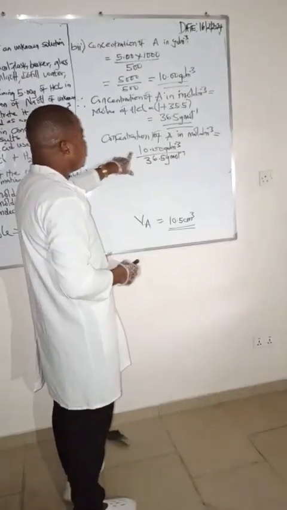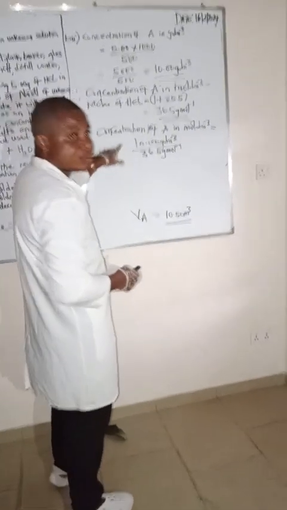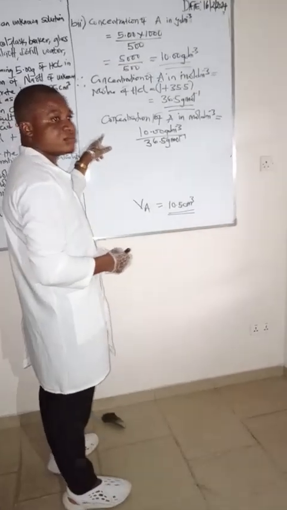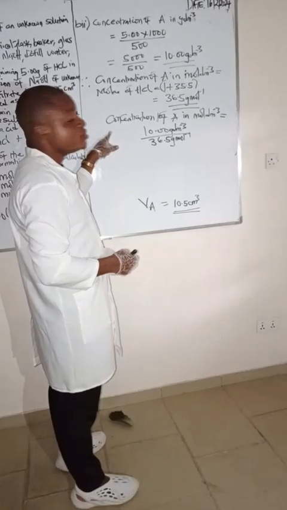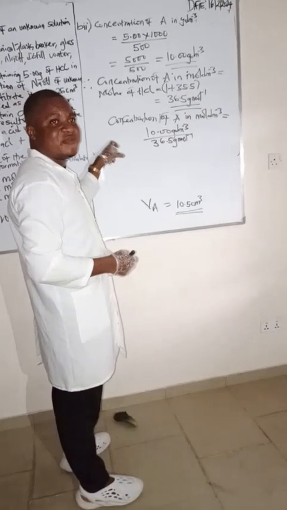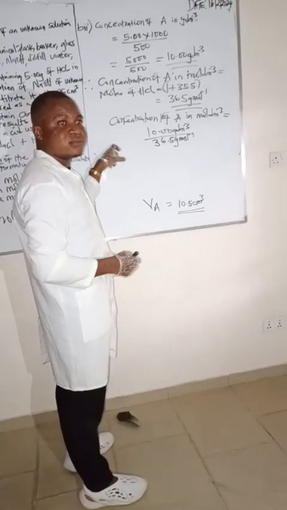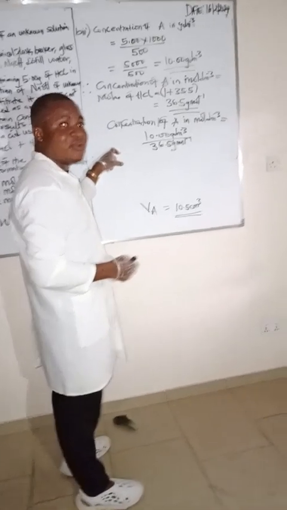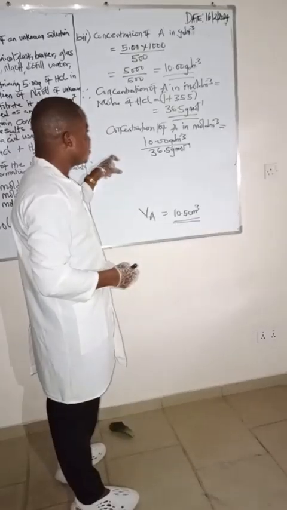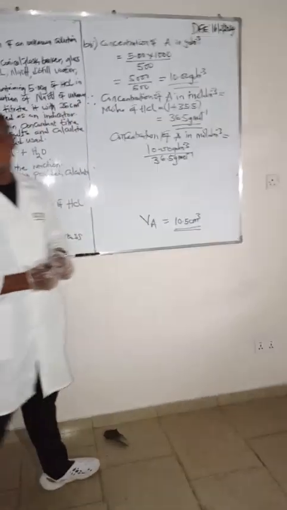Who is calculating the fast? Who is calculating now the fast? What do we have? Talk now.